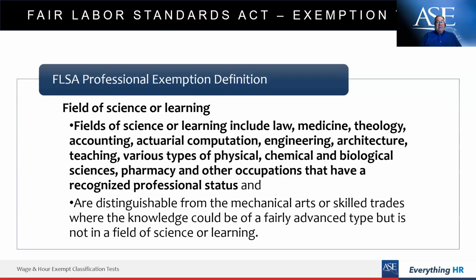This again is not just any degree you can get out of a college. The field of science or learning are your traditional or conventional ones: law, medicine, theology, accounting, actuarial computation, engineering, architectural, teaching, various types of physical, chemical, and biological sciences, pharmacists, and other occupations that have recognized professional status. If yours doesn't fall into this, I would be very careful using that professional exemption.